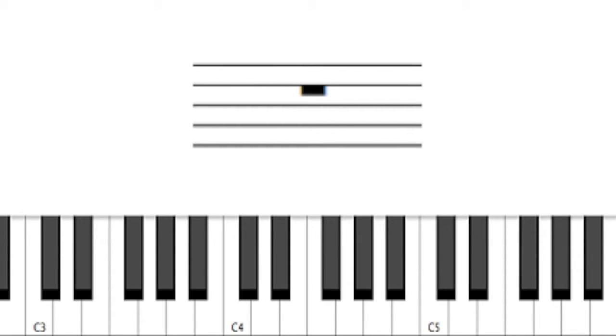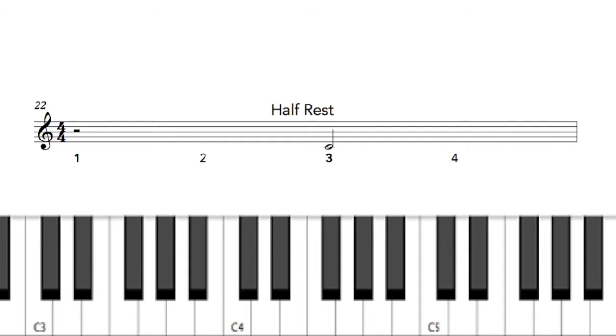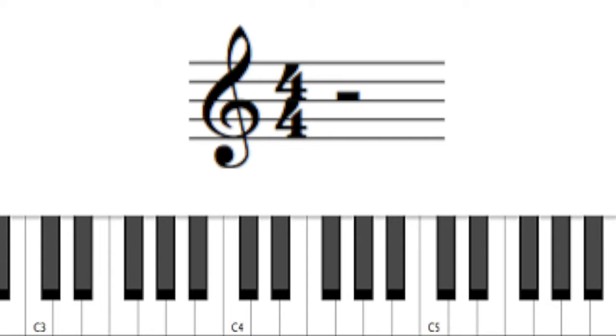Awesome. Now we have a half rest. A half rest is when you don't play for half the measure. So right here we have the half rest in front. So that means 1, 2, and then we play 3, 4. And the half rest is located when the bar is right on top of the B line.